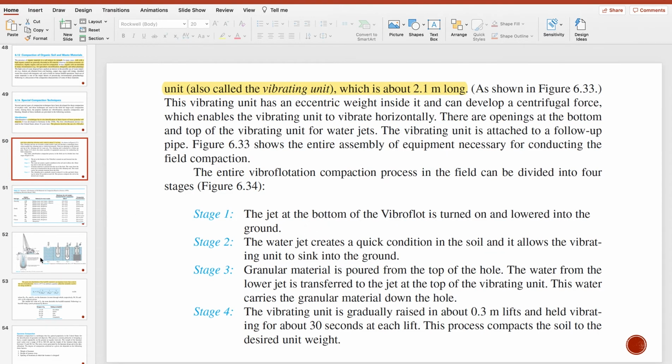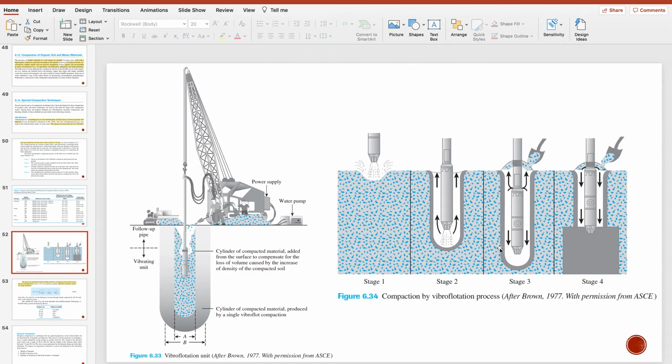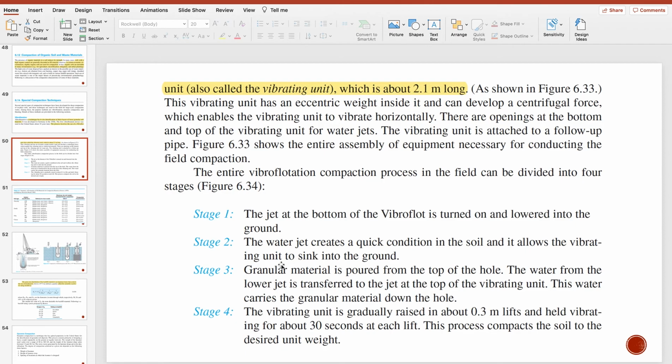Pupunta yung jet sa bottom. Andito na siya. Pinasok na sa bottom. And habang papataas, the water jet increases quick condition. It allows the vibration to sink in the ground. Okay? So, yan, nagsisink pa.